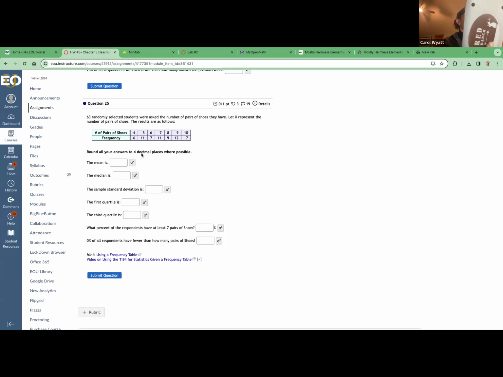What percentage of respondents have at least 7 pairs of shoes? 50% or more, because 7 is the median. 0% of all respondents have fewer than how many shoes? Fewer than 4. Everybody has 4 or more. So fewer than 4, that is what that is looking for.